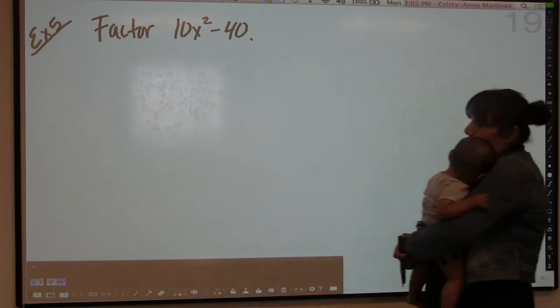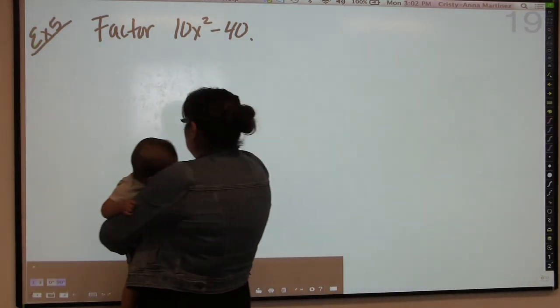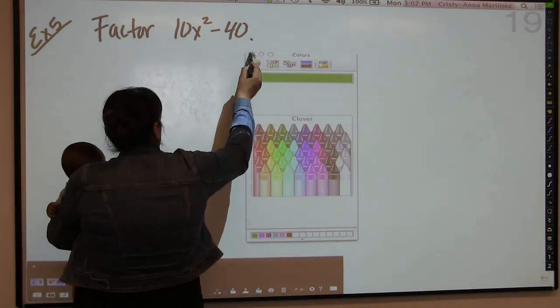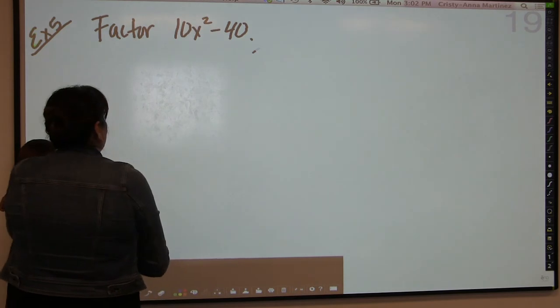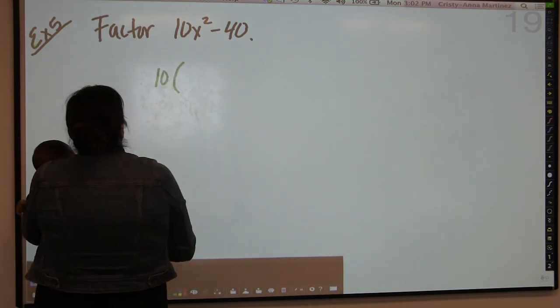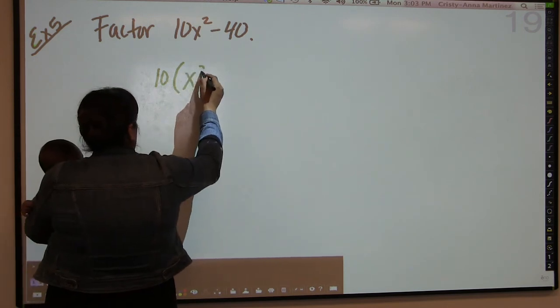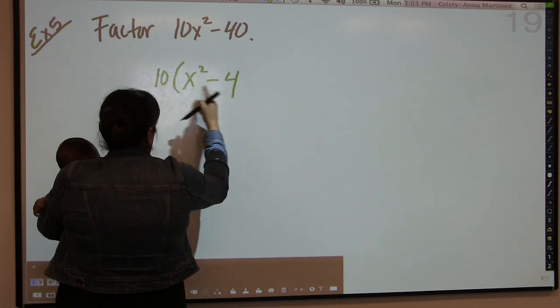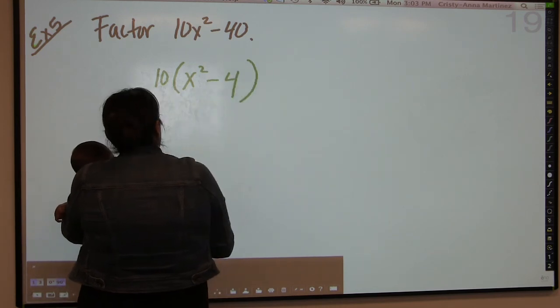For example, I can look at these two terms, and it appears that they both have a 10 in common. 10 is divisible by 10, and 40 is divisible by 10. So what if I factored the 10 out first? Then I would get x squared, because 10 times x squared is 10x squared, minus 4, because 10 times 4 is negative 40. And now it's factored.